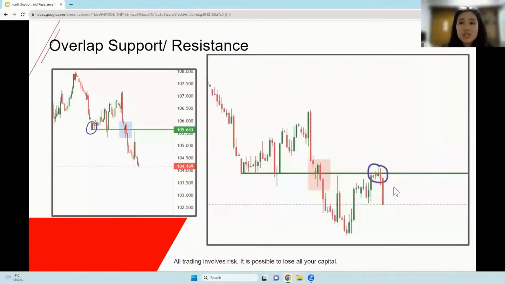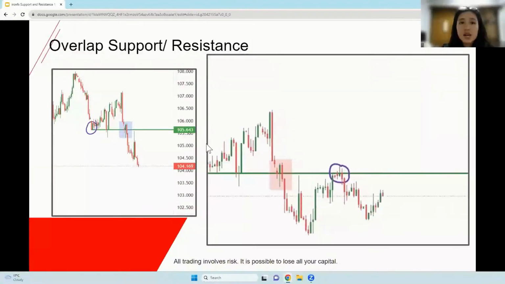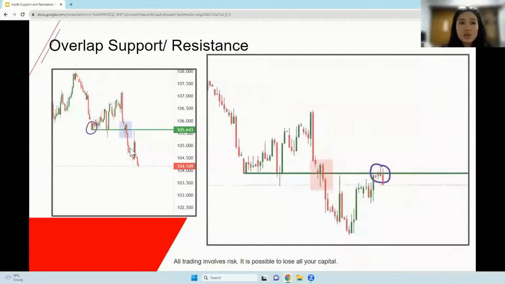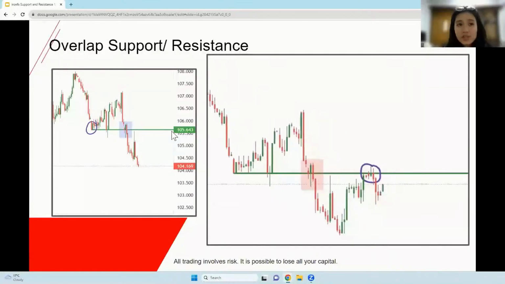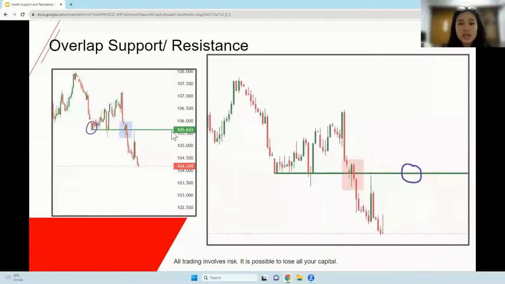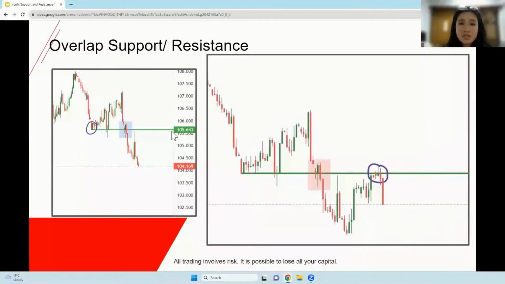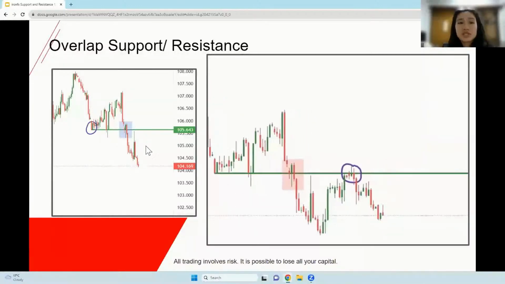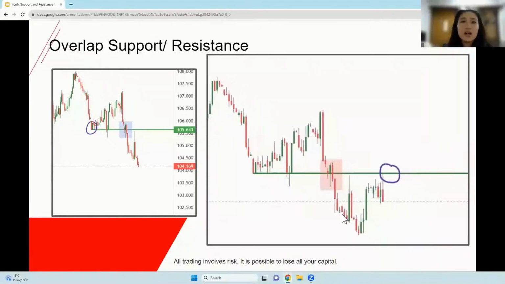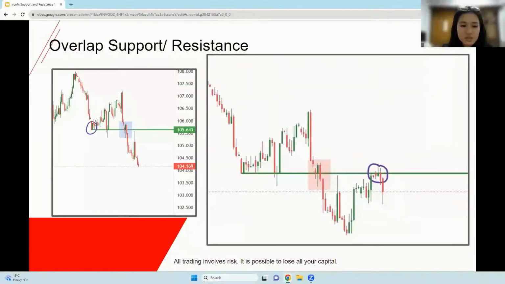So you can see here, in the original image, price broke out of the swing low support. Once it breaks out of the swing low support level, it is then considered a pullback resistance. And once price retraces to that level and reverses off of it, then it is an overlap resistance.